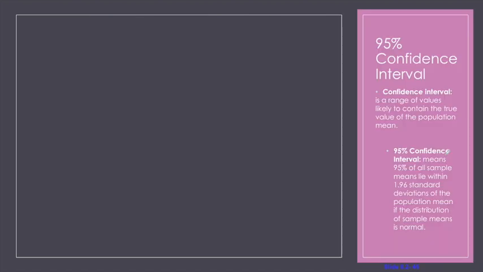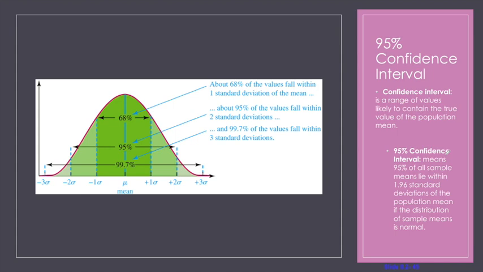So we're going to be constructing 95% confidence intervals. A 95% confidence interval means that 95% of all sample means, so we're still looking at the distribution of sample means, lie within 1.96 standard deviations of the population mean, and the sample is normal. Our confidence interval is the range of values likely to contain our true population mean, mu.